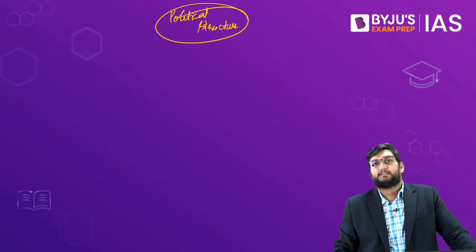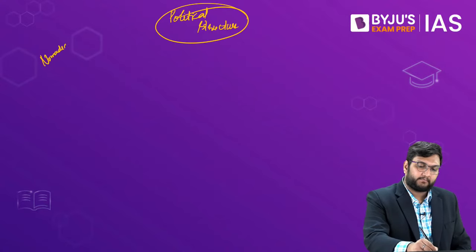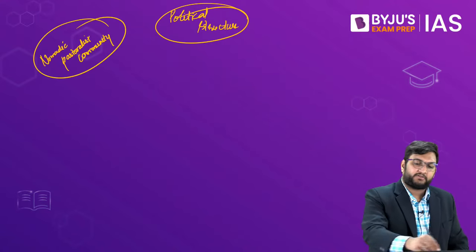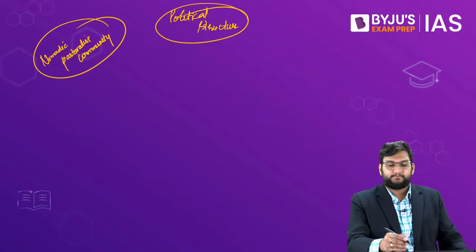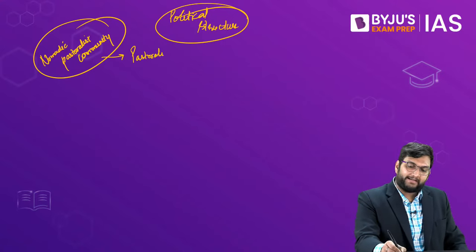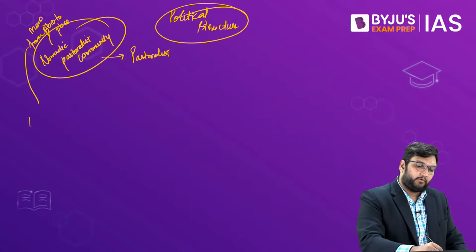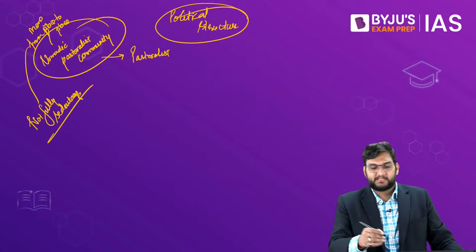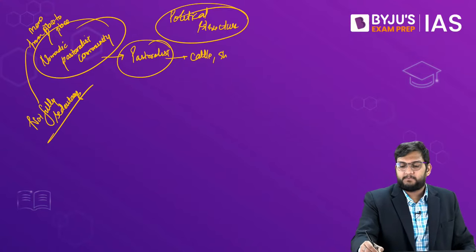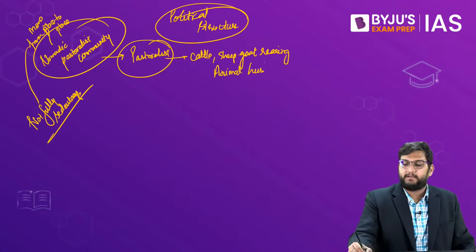So the first and foremost thing is that you need to understand that the whole society was based on what is called a nomadic pastoralist community. What do I mean by that? Nomadic pastoralist: the early Vedic people themselves were technically pastoralist. Nomadic means they move from place to place. So they're technically not fully sedentary. Sedentary means to be at one place. And pastoralist means that they are based on cattle, sheep, goat rearing, what we call animal husbandry, in a way, rudimentary animal husbandry.